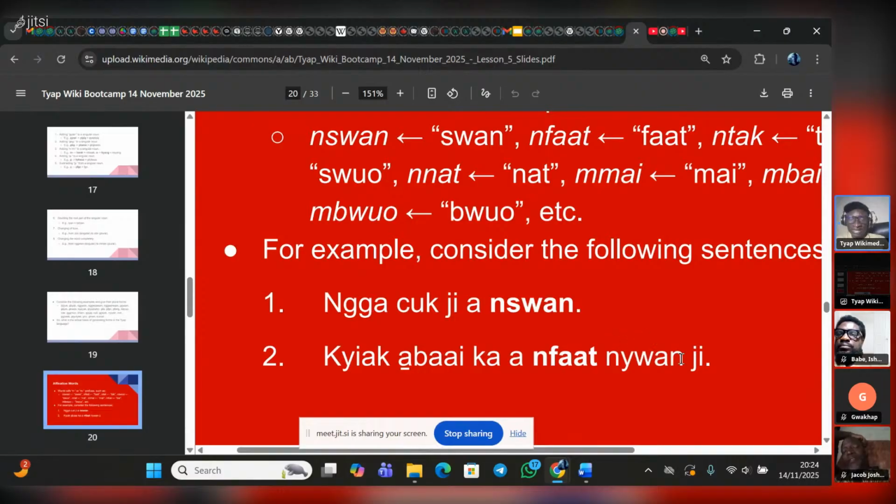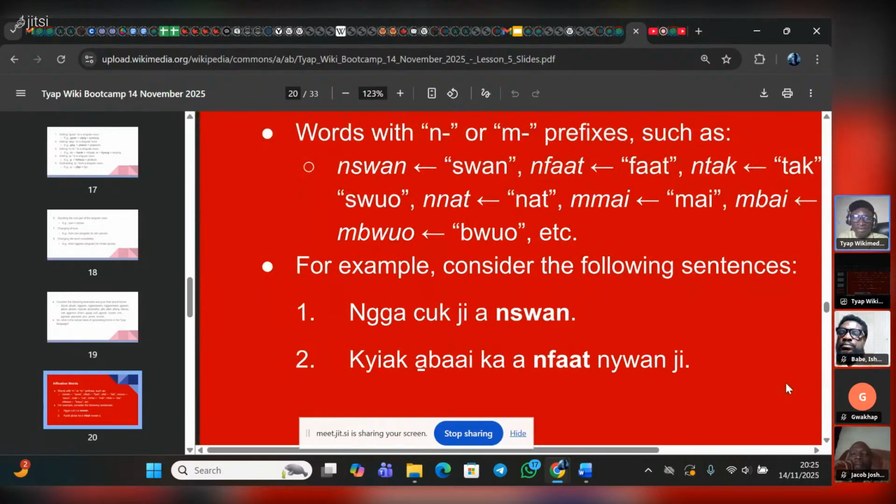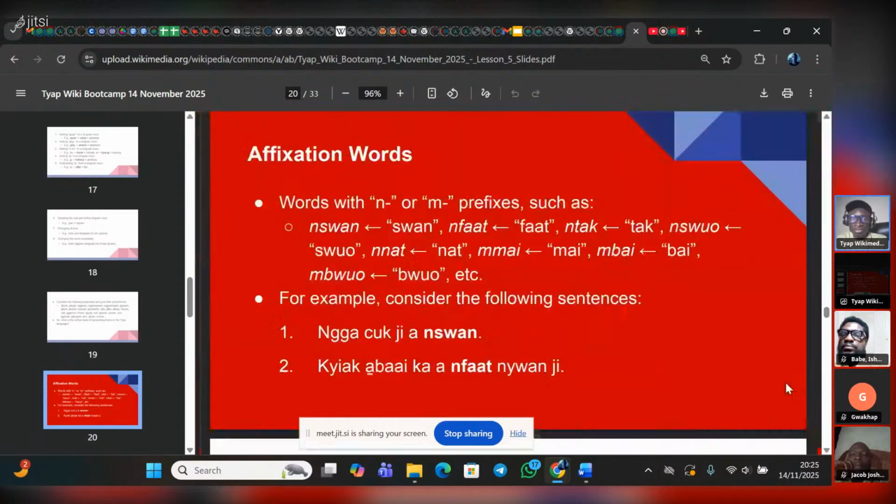But then this one is saying Kyak Abaika Amfad Yuanji, which is take the knife with which you will slaughter the chicken. Then we have the third example. Waka, please read this one for us.